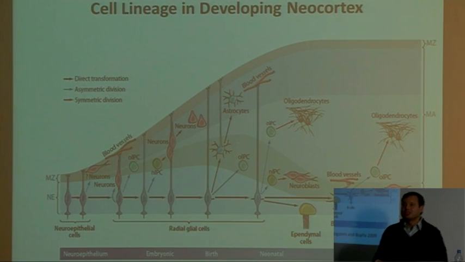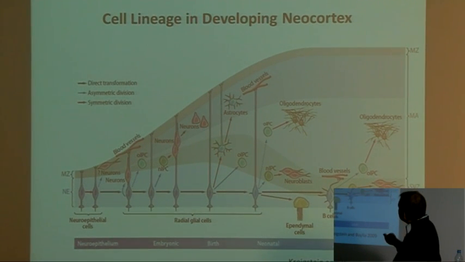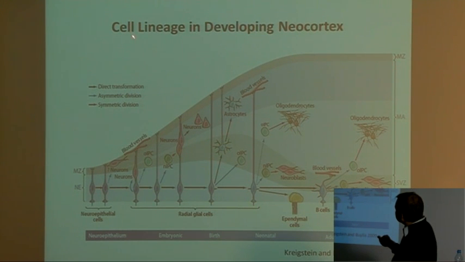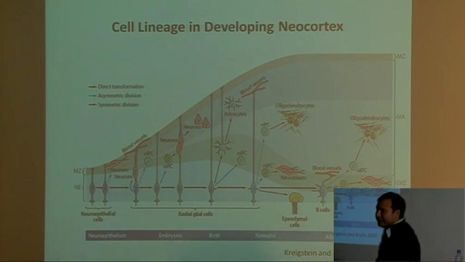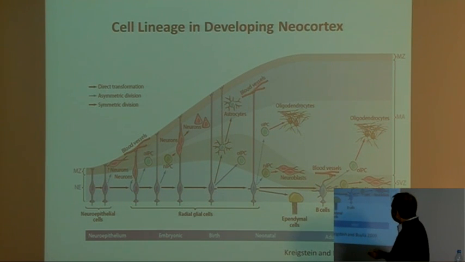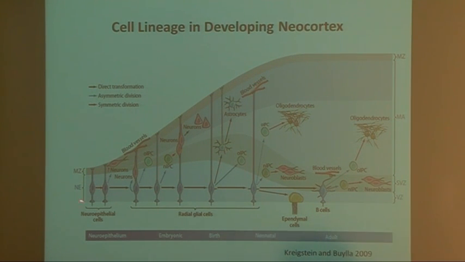Okay, I want to switch now to the technology. And that is the technology that we've used now, a new technology for tracking cell lineage in developing neocortex. And we've expanded it to being able to label clonally related cells.